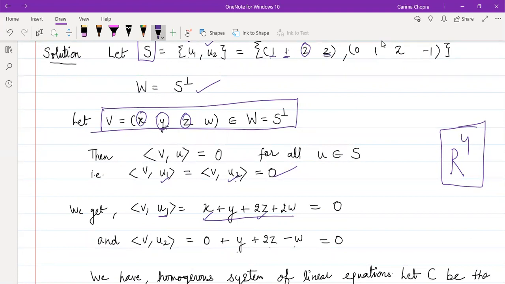And here we have 2, here we have w. This product will be 2w. And the sum will be giving us the inner product of these two vectors v and u1. And this inner product is 0.